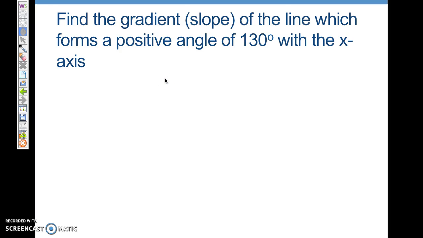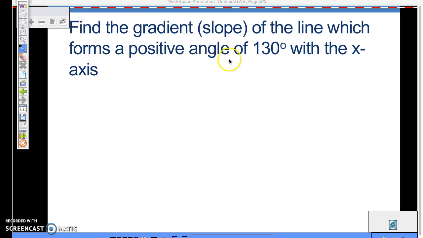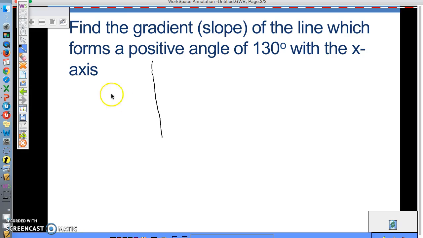So looking at this next example here, we are asked to find the gradient of the line which forms a positive angle of 130 with the x-axis. So it's a 130 degree angle. So this angle here is 130. And we're going to turn this into a triangle again. So if this is 130, down here has to be 50. So we can find this x and y.